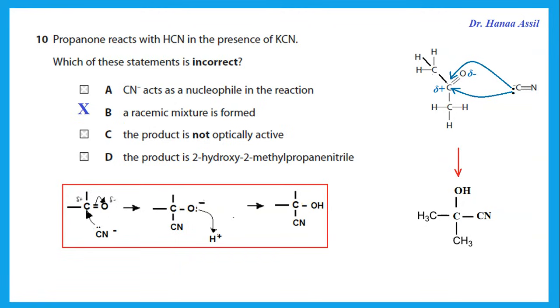When we say the product is not optically active, yes, because the product is not something that has a chiral center. The carbon is not bonded to 4 different groups. And when they say the product is 2-hydroxy-2-methyl-propane nitrile, this is actually how we name this product.